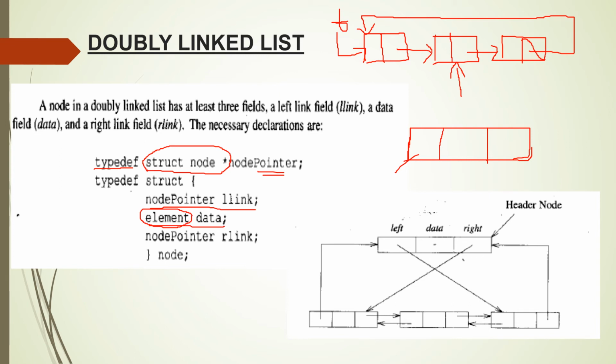The data field can have more than one entity in it, but generally while writing a node of a double linked list or a single linked list, we show only one entity. You can have more than one entity, and in that case we can go for a structure definition. That's why it's of type element. Element itself is a structure. Then the right link field, this is the right link field of a node: right link field, left link field, and data field.